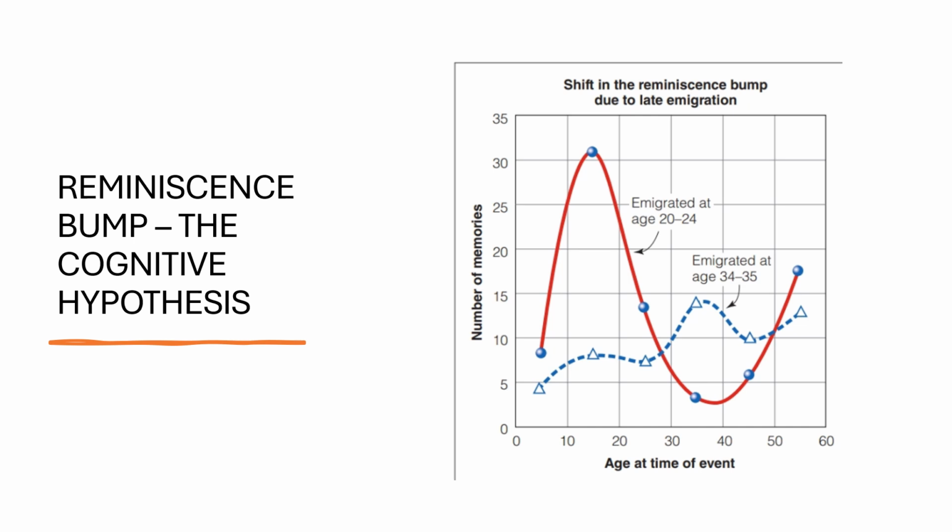So for example, they looked at people that immigrated at the age of 20 and 24, and they found the same reminiscence bump as you would for people that hadn't immigrated to the United States, because that's the same period associated with the identity changes, right? But for people that immigrated at the age of 34 and 35, there was a shift in the reminiscence bump. So the reminiscence bump occurred later, and that supports the cognitive hypothesis.